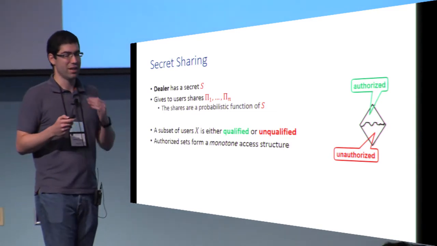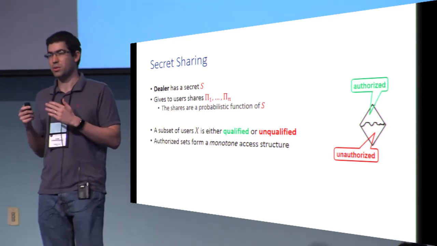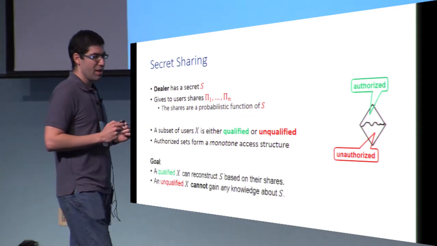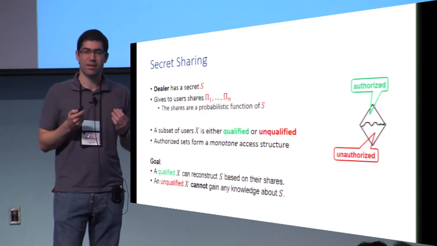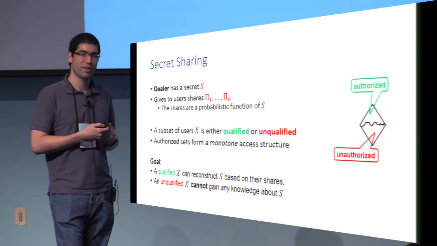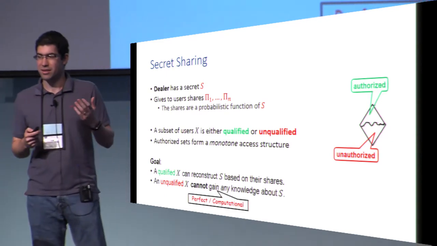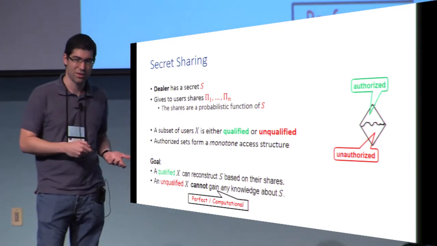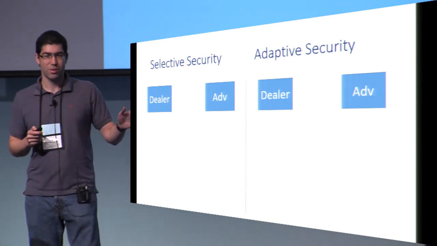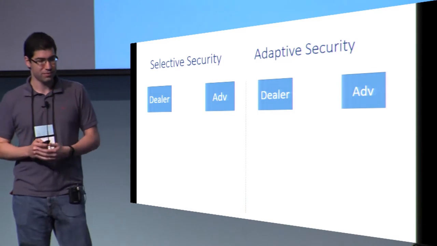So we just take the whole set of n inputs and split them into two sets, one of which is good inputs and one of which is bad ones. The goal is that the subsets that are qualified will be able to recover the secret, while subsets that are unqualified will not be able to recover it. This can be formalized in various ways, either information theoretically or computationally. We know a bunch of stuff on each one of them, and I'll talk about it in the next slide. But now I want to talk about the security definition.